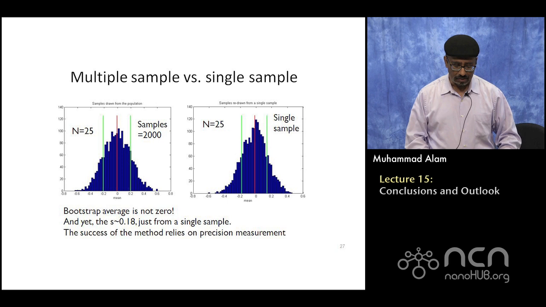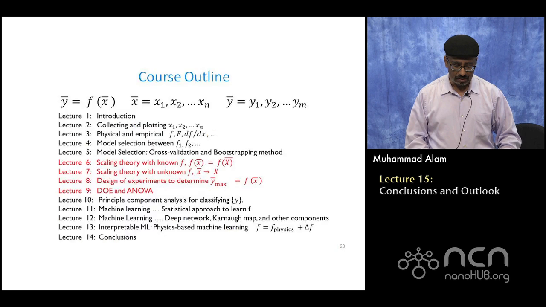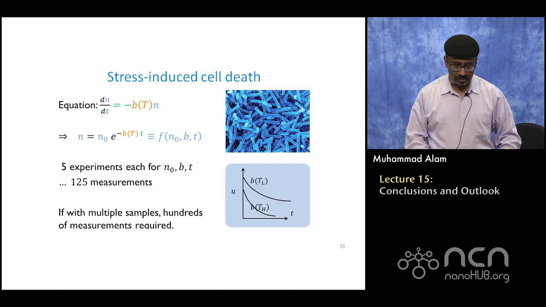I will then move on and tell you a little bit about how to design experiments. That was the other set of topics. In designing the experiment so that you have a good Y for a given set of X, what I explained to you is that if you know the differential equation, for example, here we talked about bacteria and stress-induced cell death. If you raise the temperature, the bacteria die, and you can write an equation.